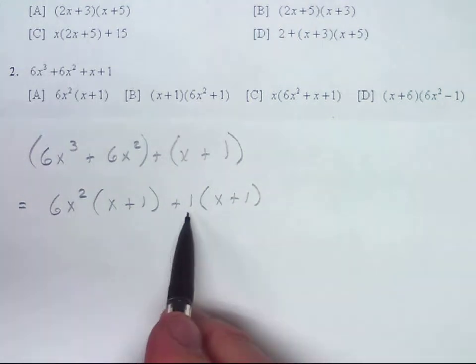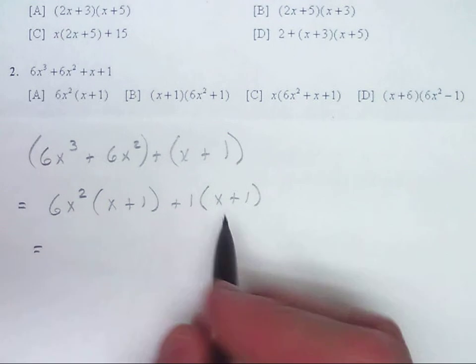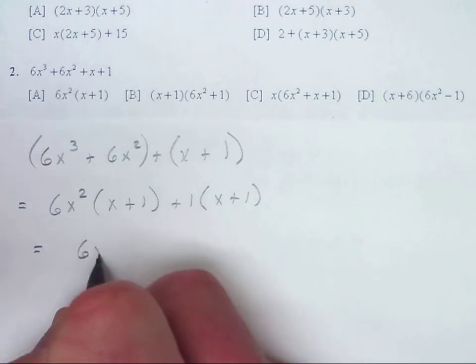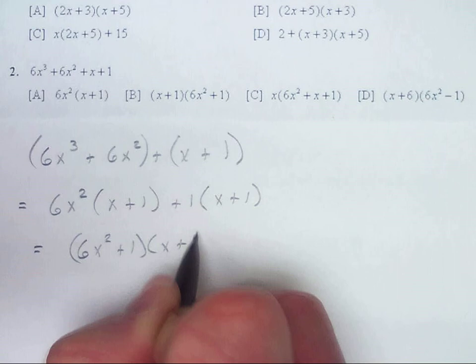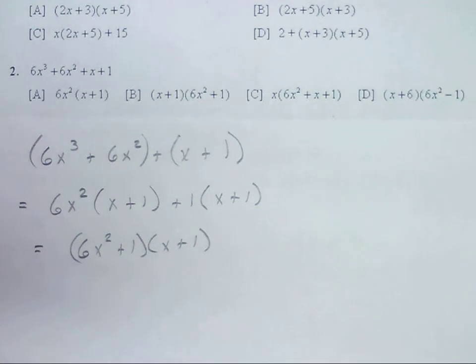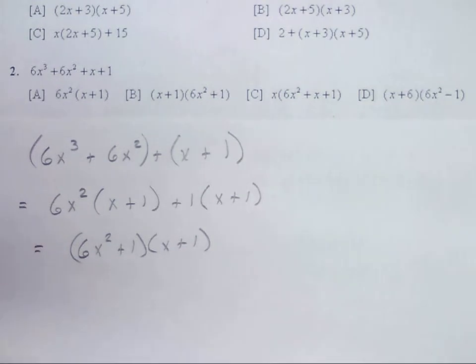You don't have to write that 1 there, but I like doing that when I'm doing these problems. And now by the distributive property, I can say this is the same thing as 6x squared plus 1 times x plus 1. And again, that's by the distributive property, and that matches letter B. Let's try another one.